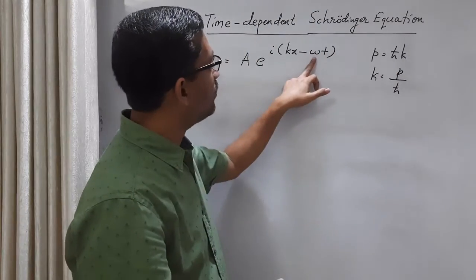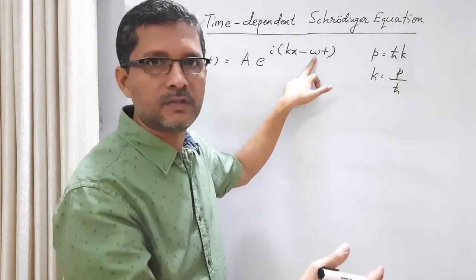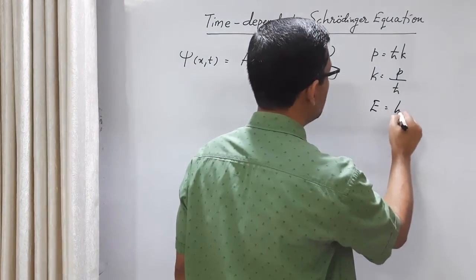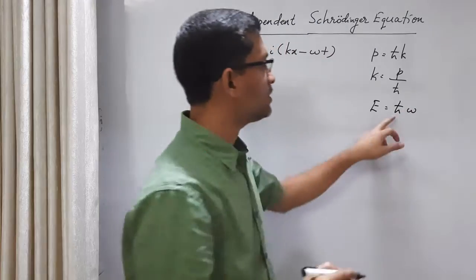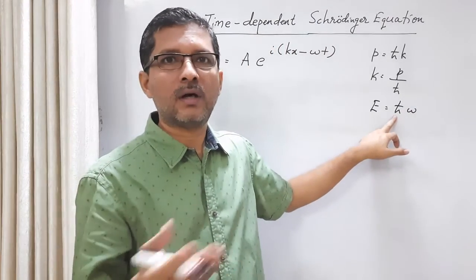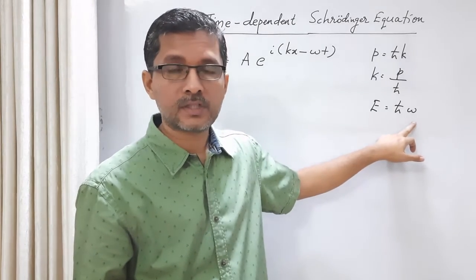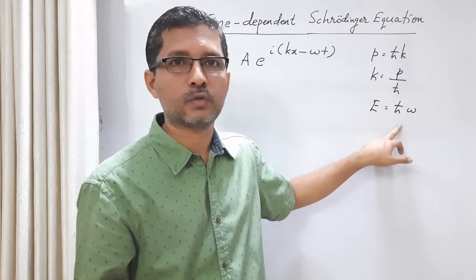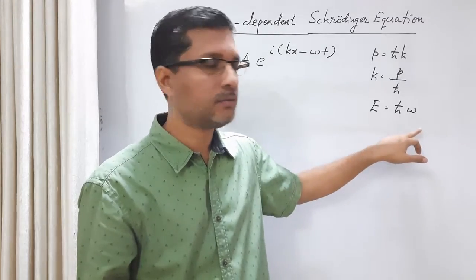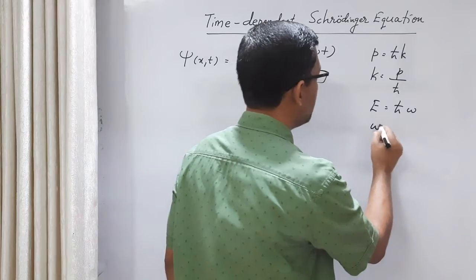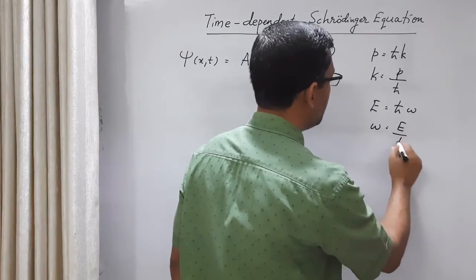And also angular frequency omega we can connect with the energy of the particle. The equation is E equals h cross omega. Where does it come from? From the Einstein-Planck equation, E equal to h nu. Just multiply again numerator and denominator with 2 pi. We get h by 2 pi into 2 pi nu. h by 2 pi is h cross, 2 pi nu is omega. So let us write omega as E by h cross.